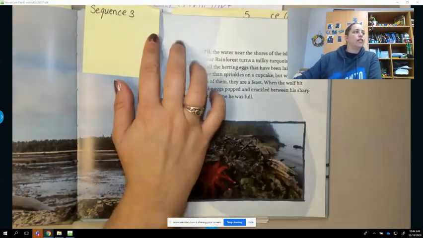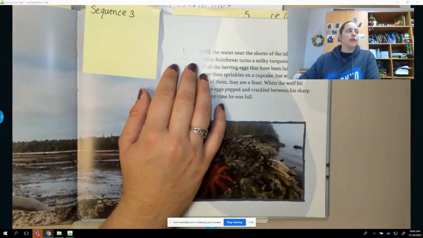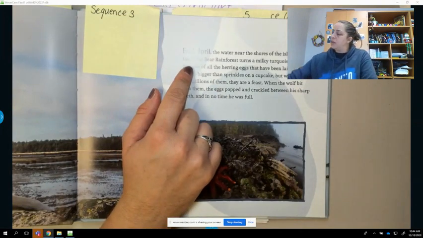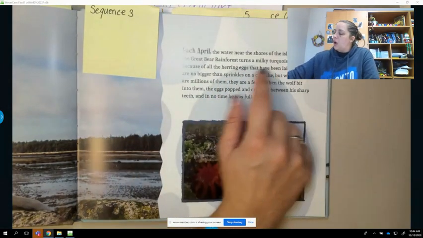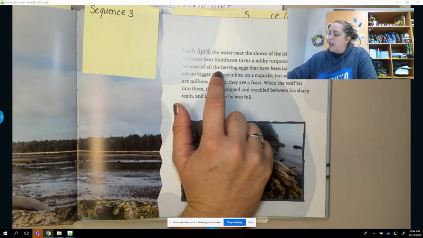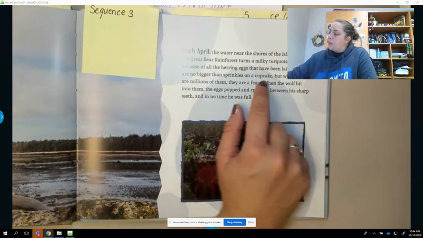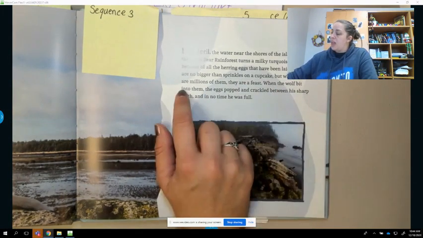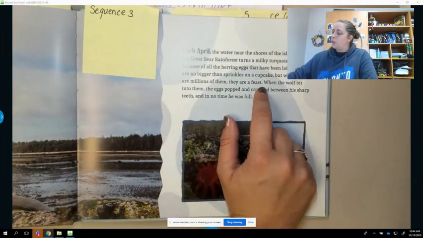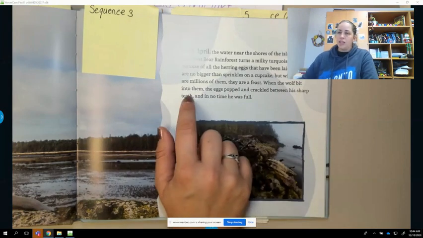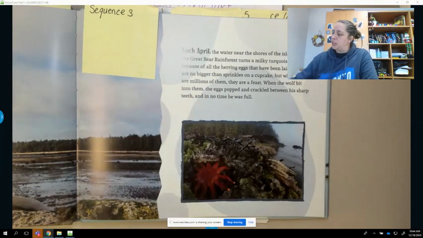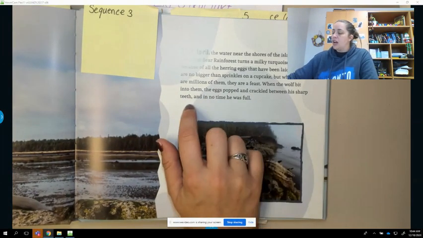Each April, the water near the shores of the island in the Great Bear Rainforest turns a milky turquoise color because of all the herring eggs that have been laid. They are no bigger than sprinkles on a cupcake. But when there are millions of them, they are a feast. When the wolf bit into them, the eggs popped and crackled between his sharp teeth, and in no time he was full.